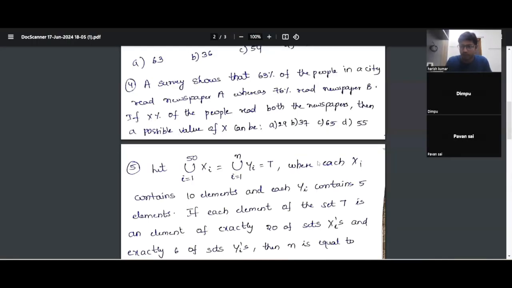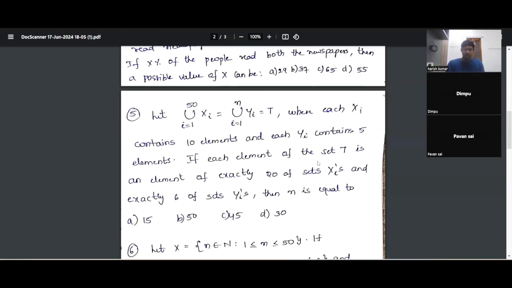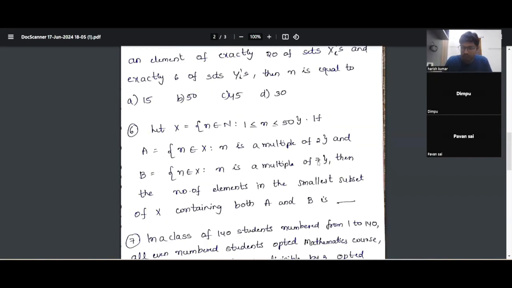So all right, guys, we'll start discussing the problems of the first worksheet. Okay, so we had already discussed the first 4 problems, right? All right. So the fifth problem we'll take last. That's a little bit tougher problem. Okay, first we'll complete the remaining problems.